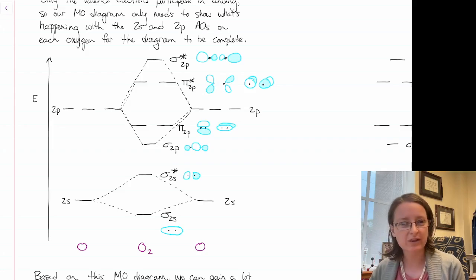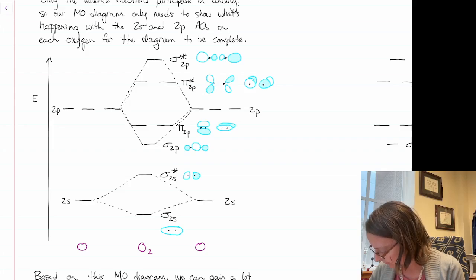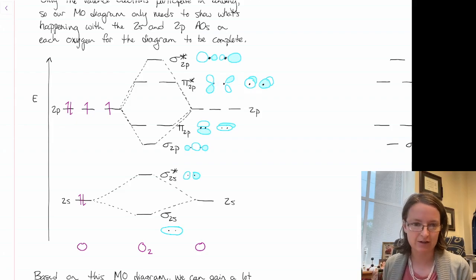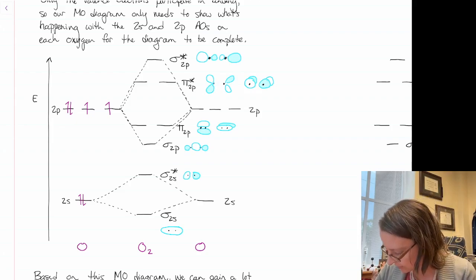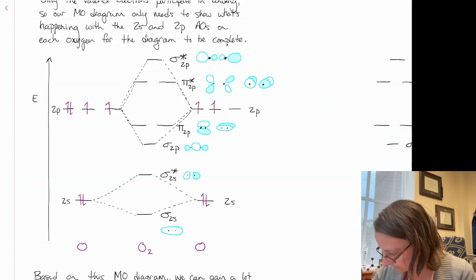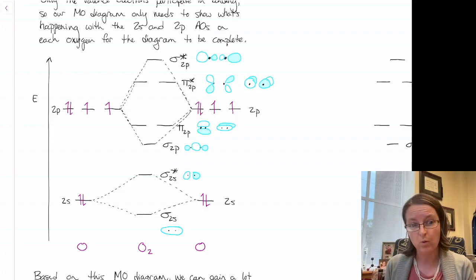Here I'm only showing the valence orbitals, the 2s and the 2p level. So I'm going to fill these orbitals with the valence electrons for oxygen. Oxygen has 6 valence electrons, giving rise to this electron filling. And because I have 2 oxygens, I have to do the same thing on the right-hand side of the diagram. The center shows us what the resulting molecular orbitals are going to look like.